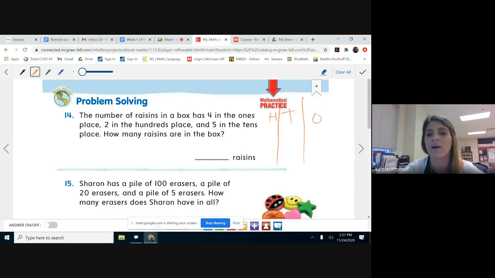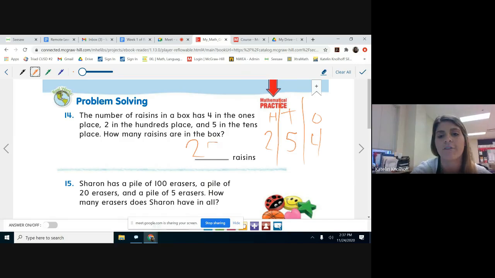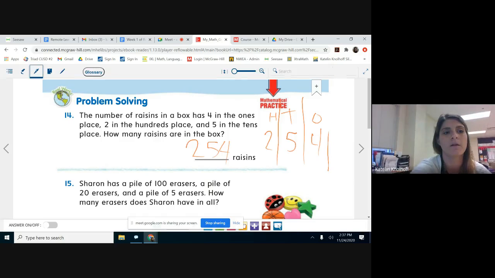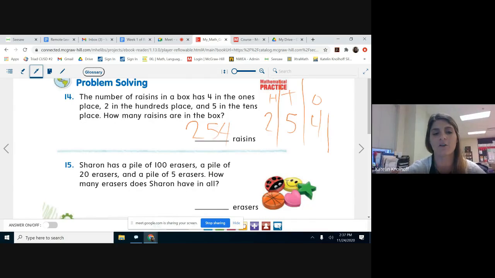So it says the number of raisins in a box has a 4 in the ones place. So we're going to put a 4 in the ones place. A 2 in the hundreds place. So we'll put a 2 in the hundreds place. And a 5 in the tens place. So we're going to put a 5 in the tens place. How many raisins are in the box? Well, now we know. It's 254. Okay. You will be doing number 15 on your own.